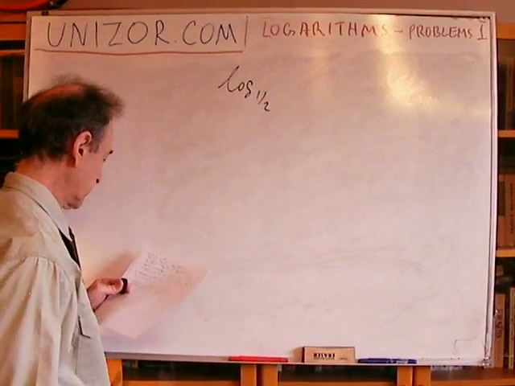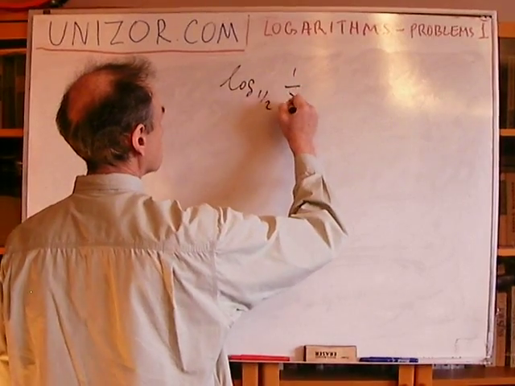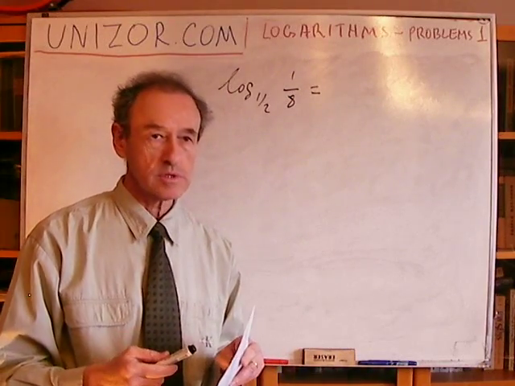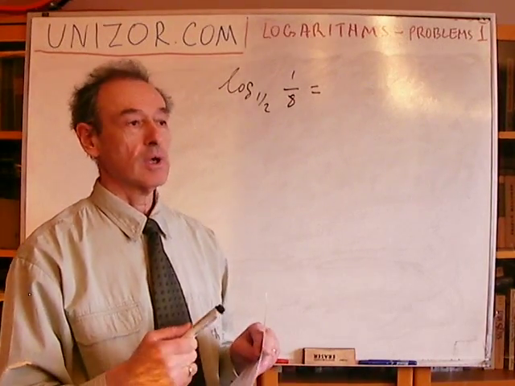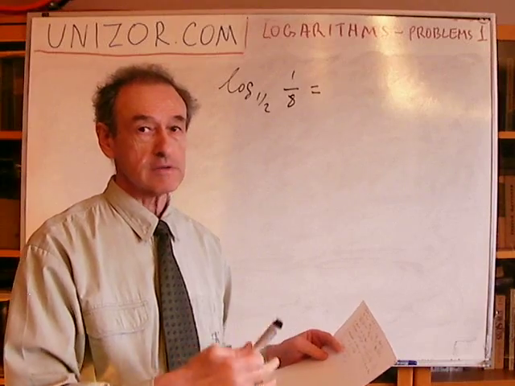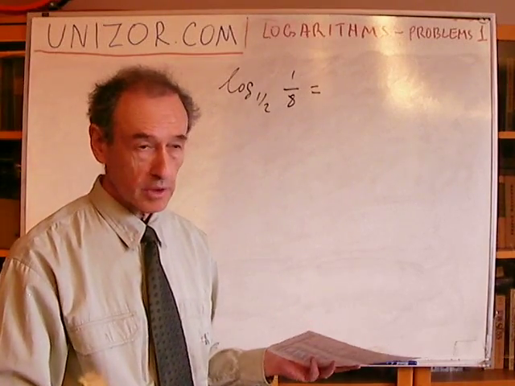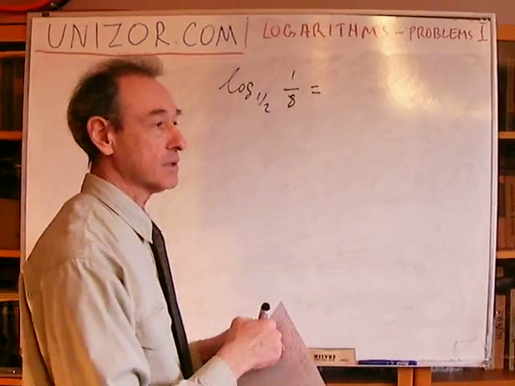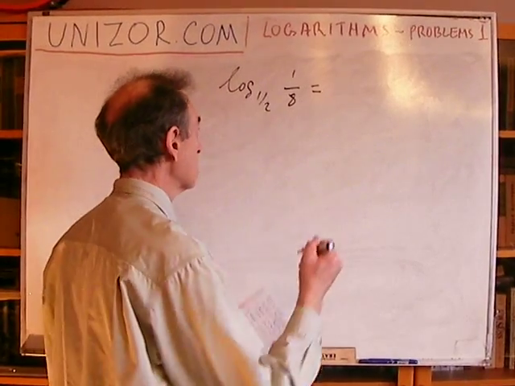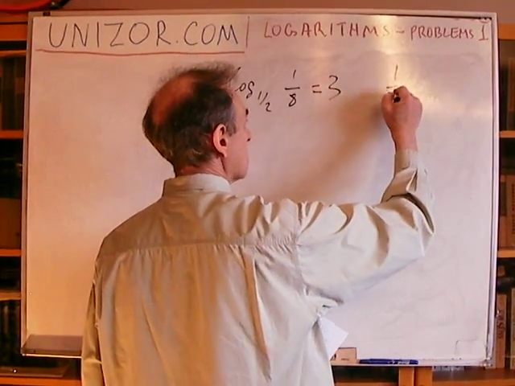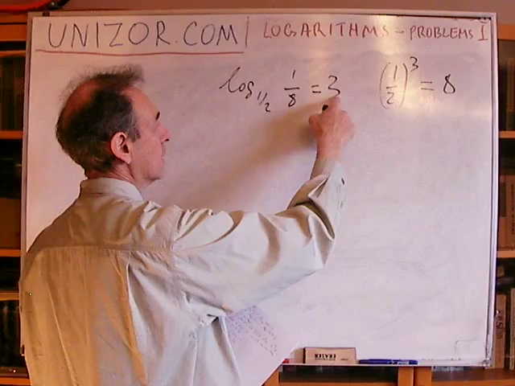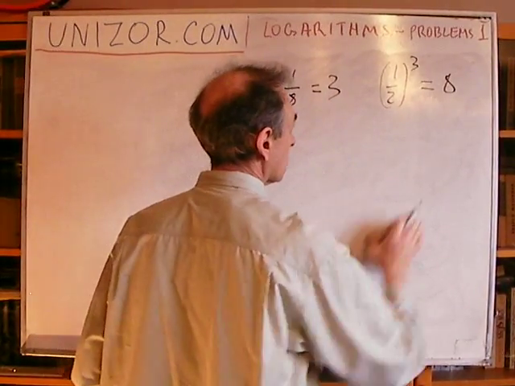Log base 1/2, as usual, of 1/8. Well, let's think about it. What power should I use to raise 1/2 to get 1/8? The power of 1 gives me 1/2, power of 2 gives me 1/2 times 1/2, so it's 1/4. And finally, power of 3 gives me 1/2 times 1/2 times 1/2, and that would be 1/8. So it should be 3. And this is the verification: 1/2 to the power of 3 is equal to 1/8.